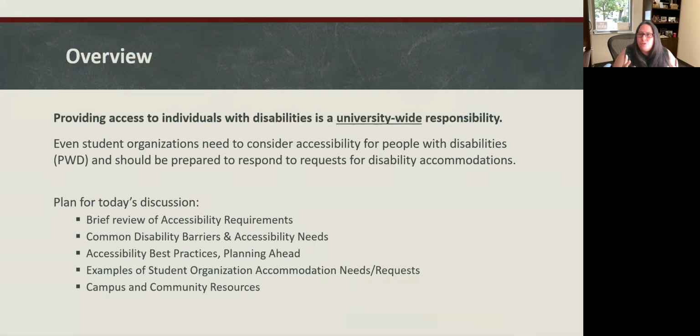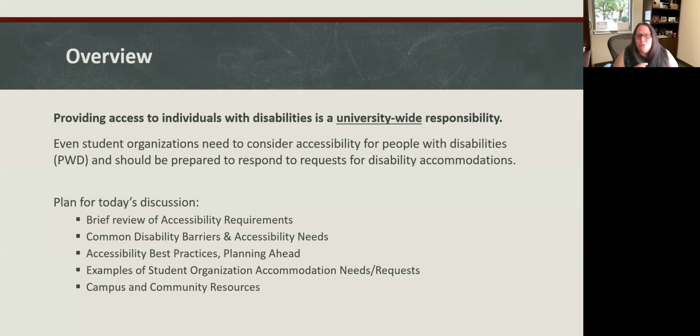So student organizations need to consider what students might need, and not just students, because a lot of our organizations also work not just with students, but guests, parents, they may have prospective students. They have to think about any person with a disability who might need some sort of accommodation. They need to be prepared to respond to those requests. And even better, plan ahead so that you don't have to do as many accommodations. That's what we're going to focus on today.